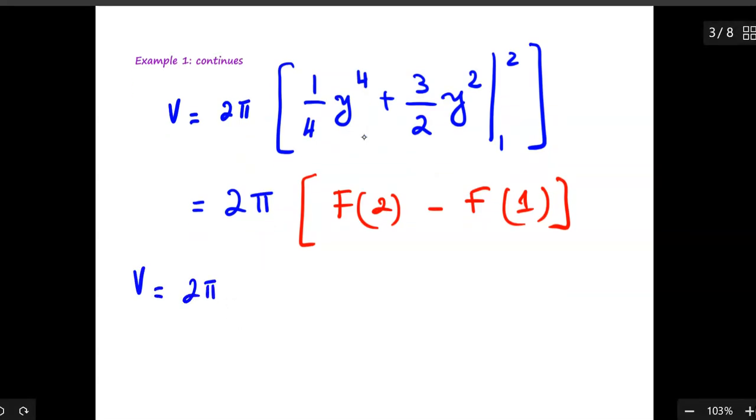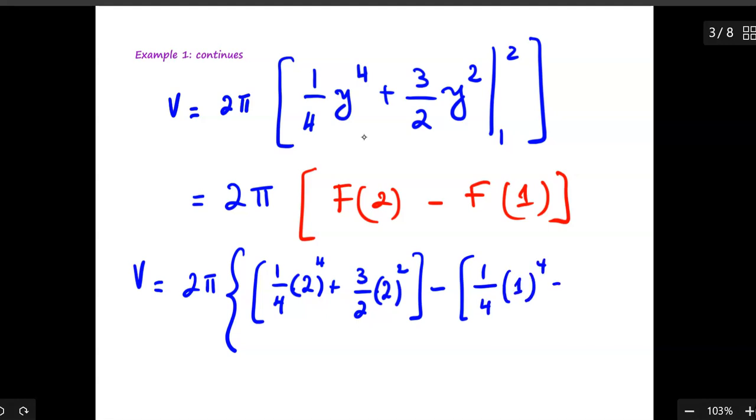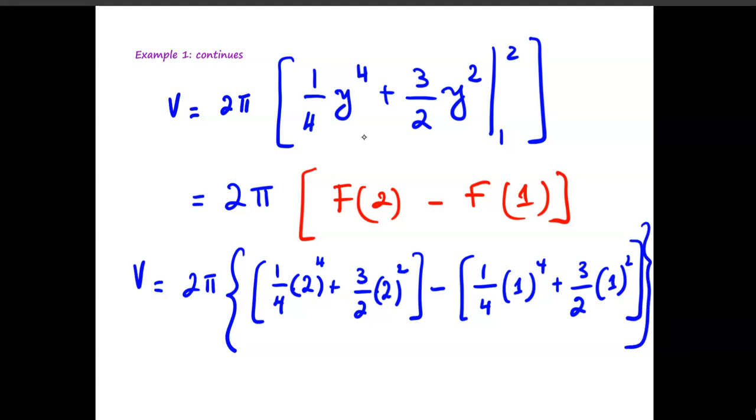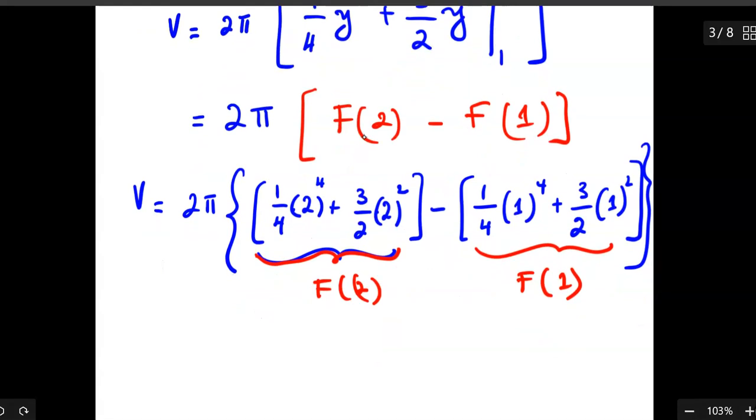So V equal to 2 pi, and for f of 2, I will have 1 over 4, where the y is substituted with the 2. So I have 2 to the exponent 4 in this case. I can write it with a bracket around it. Now I subtract where the y is now 1, plus 3 over 2, 1 squared, close the bracket. Close the big bracket as well because everything will have to multiply by 2 pi. Here I would like to show everyone that this is my f of 2 and this is my f of 1, and I double check that, and V will be equal to 2 pi.